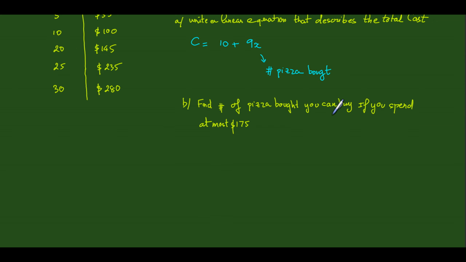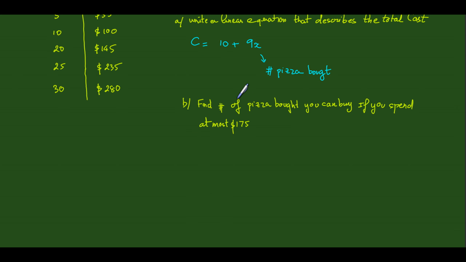Okay, so if you spend at most $175, it means the cost, right? This number over here is the cost. $175 is the amount of money you might spend. That's this, that you cannot spend more than 175.